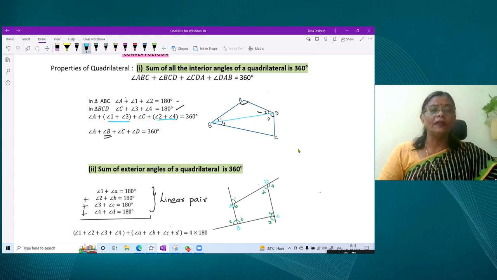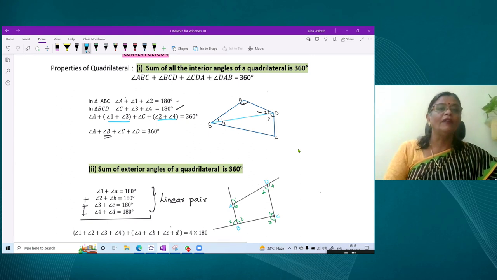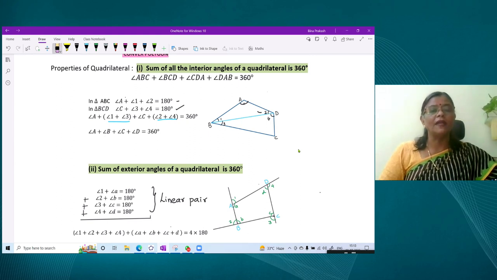So when we add the left hand side, we are adding these quantities. On the right hand side, we are adding 180 with 180, so that gives us 2 times 180. So what we find is this 1 and 3 together makes angle B, and 2 and 4 makes angle D. So the total sum of the 4 angles adds up to 360 degrees.